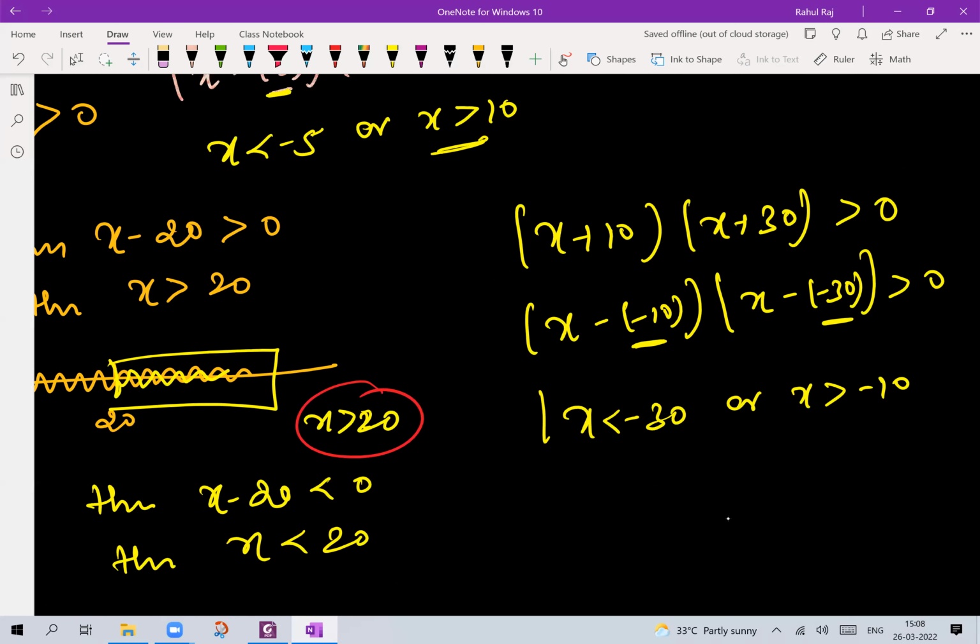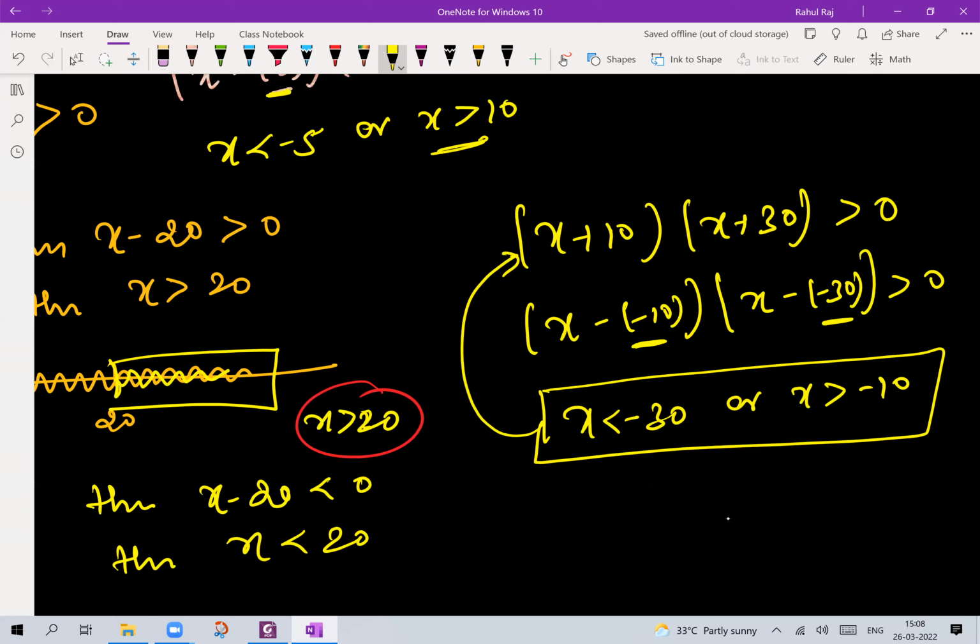So this means nothing. You put any value over here, this equation will be satisfied. Any doubt in understanding this? Please tell me.